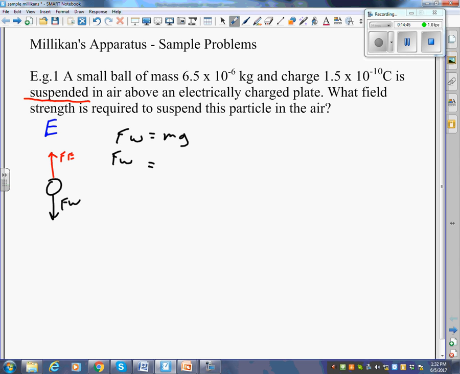Mass, 6.5 times 10 to the minus 6. Gravity, minus 9.8. And I wish I had my calculator back, but AJ has it. I have another one, but I think the battery's dead.